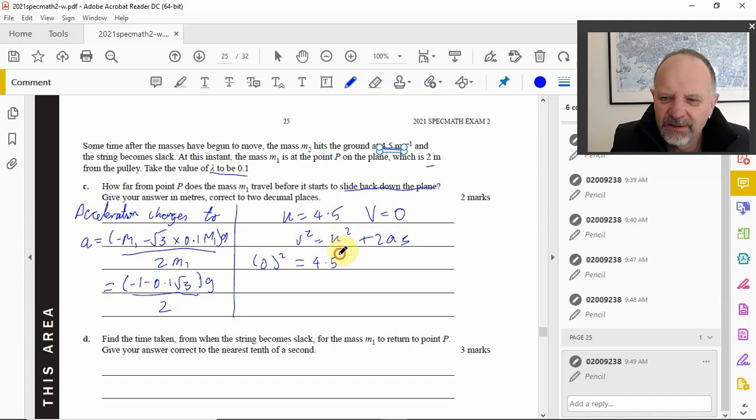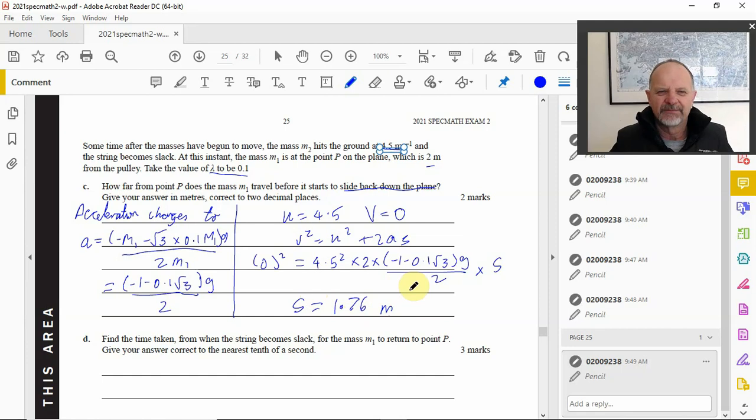Putting in the numbers. Here we go, 0 equals 4.5 squared plus 2 times a times s. Use the solve function in your calculator. Correct to 2 decimal places, we get 1.76 meters.